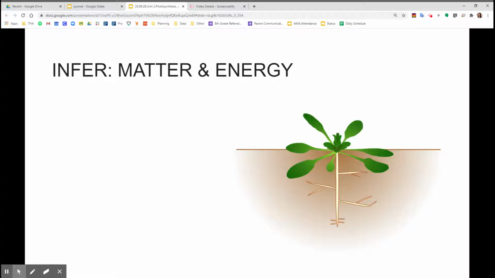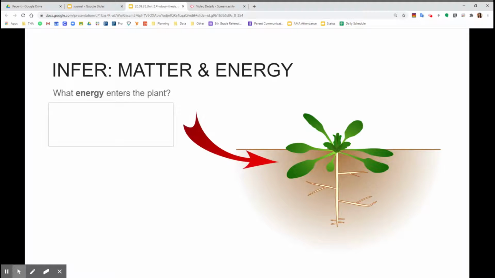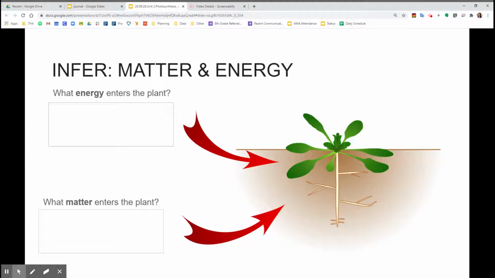Let's consider the matter and energy that goes into a plant as it grows. I want you to think about these two questions. What energy enters the plant as it grows? And the second, what matter enters the plant?